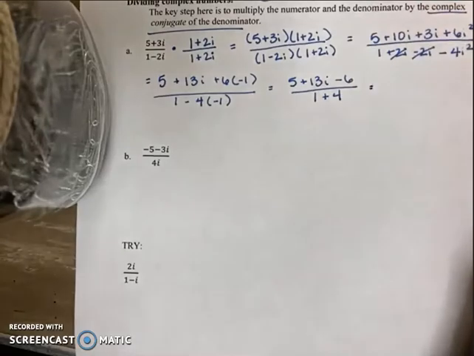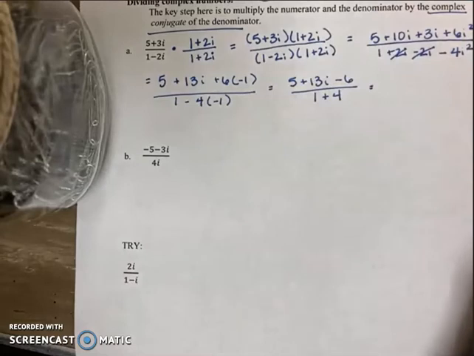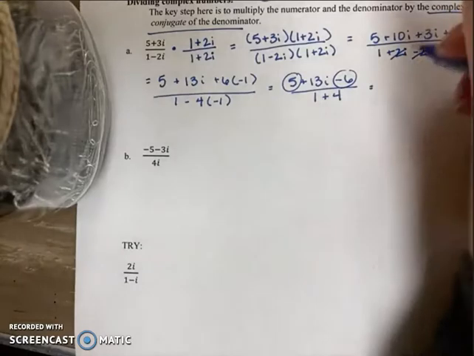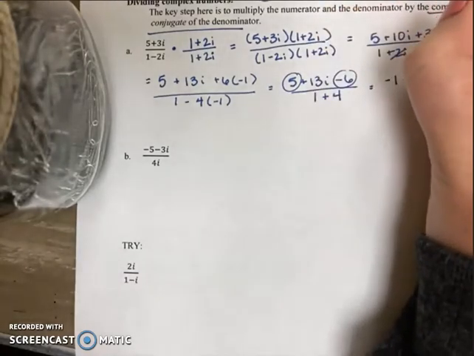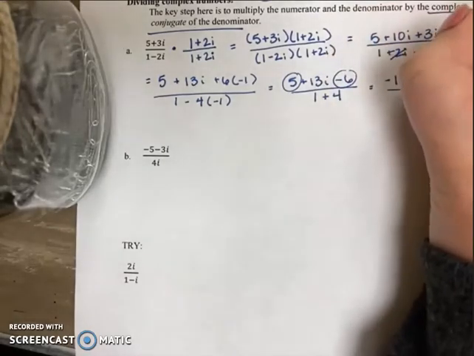Let's clean it up again. I'm going to write my numerator in standard form. So I'm looking at the real numbers first. 5 minus 6 is a negative 1. And then my imaginary number, so plus 13i, over 1 plus 4, which is 5.